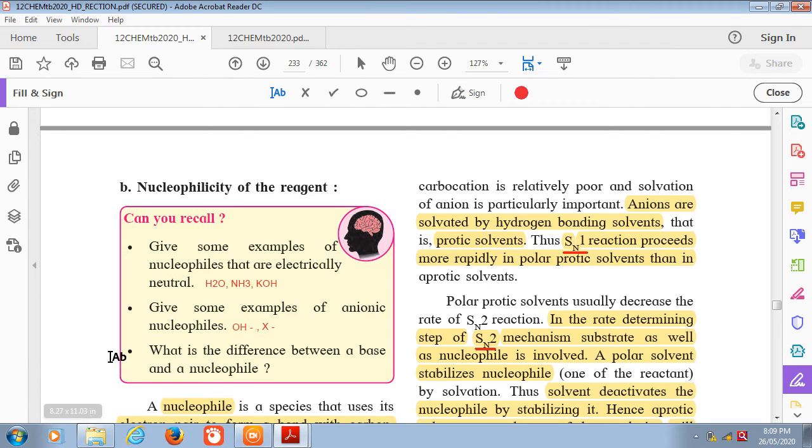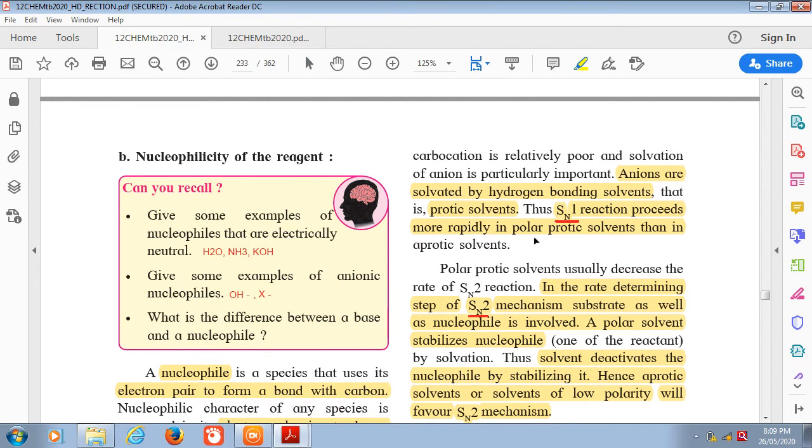That is a protic solvent. Protic means there are positively charged and negatively charged species present in your sample. That is called a protic solvent. So the SN1 reaction proceeds more rapidly in a polar protic solvent than an aprotic solvent, because in the SN1 reaction mechanism there is a carbocation and a leaving group.